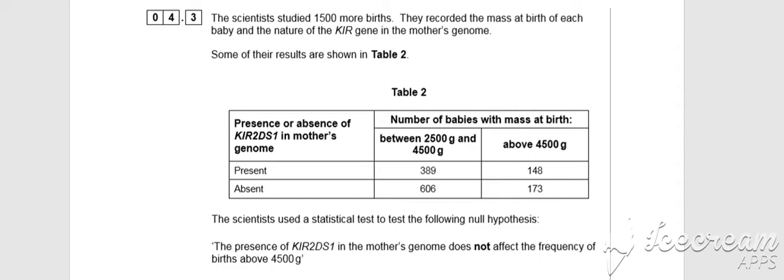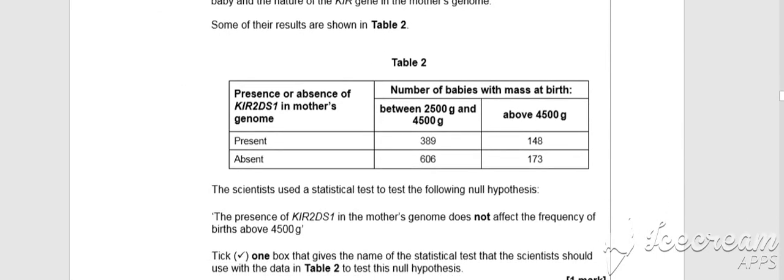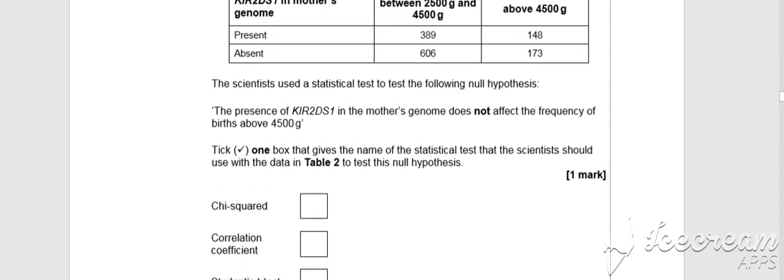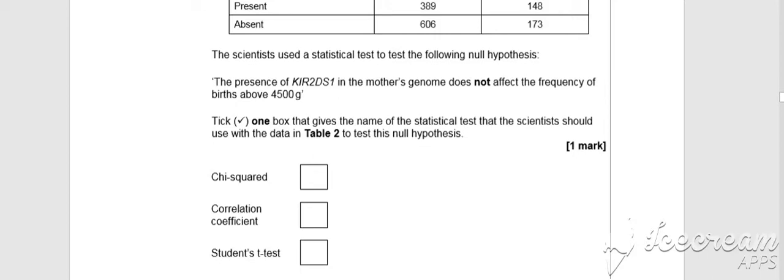So 4.3, the scientists studied 1,500 more births and recorded the mass at birth of each baby and the nature of the KIR gene in the mother's genome. We are given the results, and the scientists used a statistical test to test the following null hypothesis. So they are saying that as it is a null hypothesis, then the presence of this KIR2DS1 in the mother's genome does not affect the frequency of births above 4,500, and they would like to know the name of the statistical test that the scientists would carry out in order to test this hypothesis, and they would use the chi-squared test.